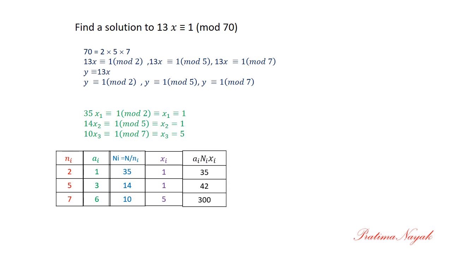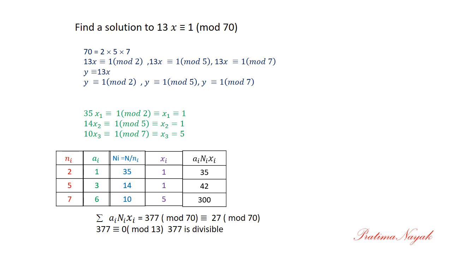Now filling in the table and getting the product of ai, ni, xi, we get 35 into 1 is 35, 14 into 3 into 1 is 42, 10 into 6 into 5 is equal to 300. The summation of ai, ni, xi is equal to 377. So 377 modulo 70 is congruent to 27 modulo 70. So the value of x is 27.